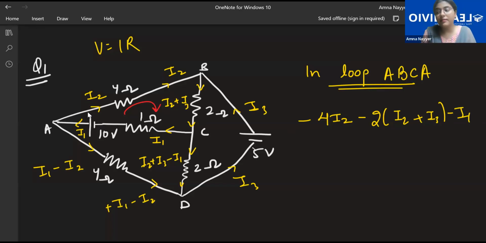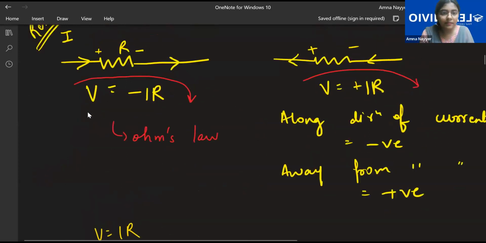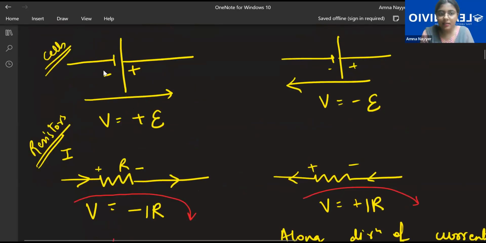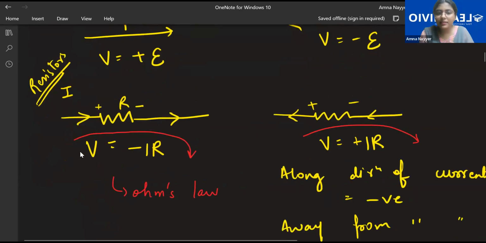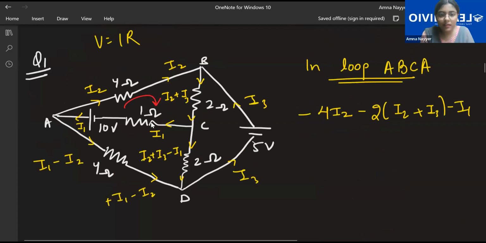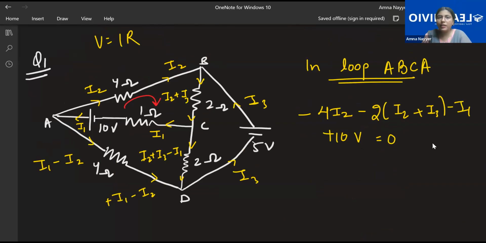Now comes the battery. What did we study? From the negative terminal to the positive terminal, if you're moving, it is plus E. Negative to positive if we are moving. Here we studied no minus IR if along, here opposite. So we are moving from negative to positive, so we'll put a plus 10 volt, and the entire voltage written is equal to 0. Tell me, is there any issue with this or anything you want me to repeat from this part?